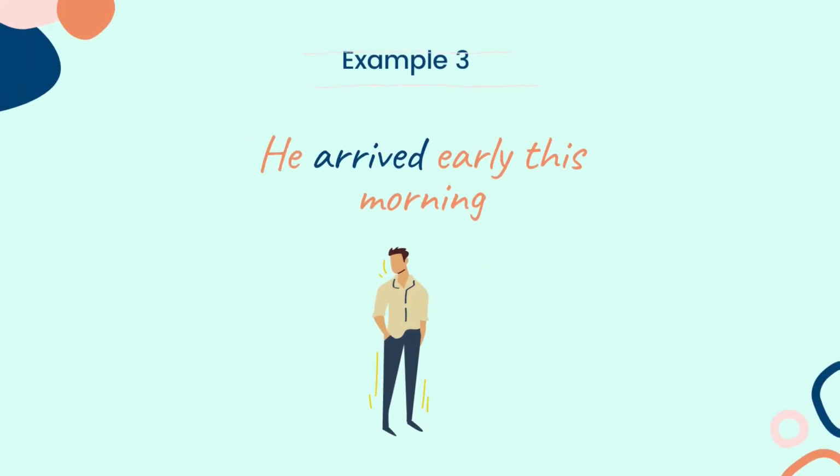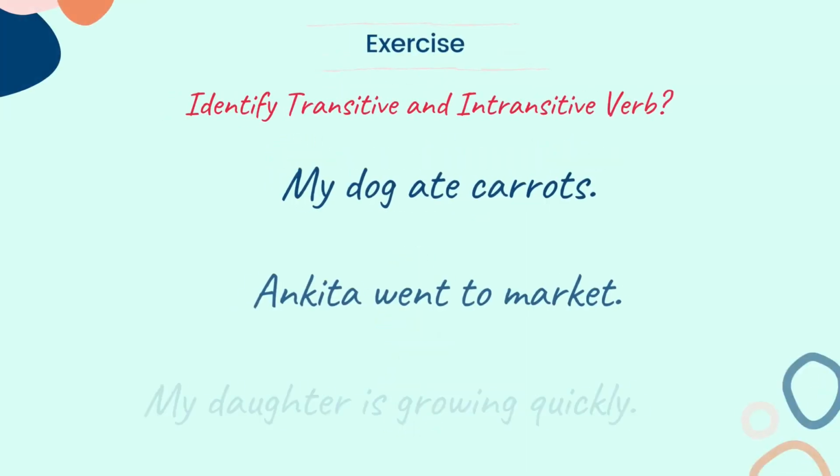He arrived early this morning. Here, what action did he perform? It is arriving. But where did he arrive? Here also, there is no direct object mentioned. So the verb arrived is an intransitive verb. So finally, we have understood the difference between transitive verb and intransitive verb with the help of examples.